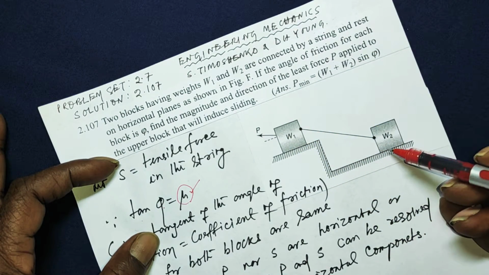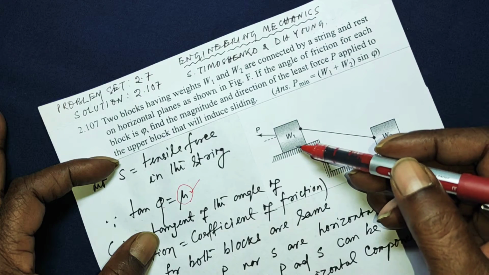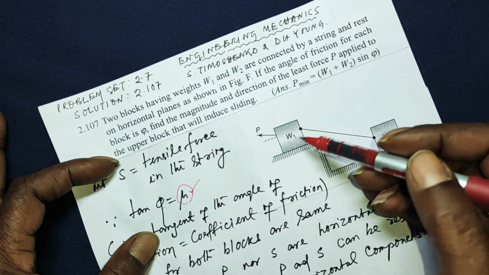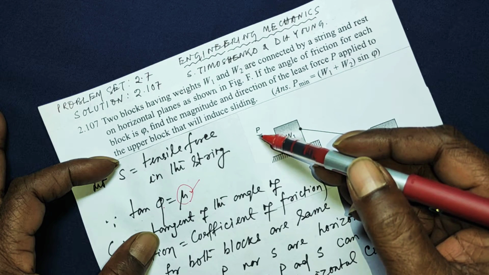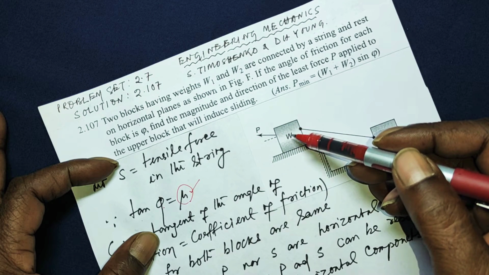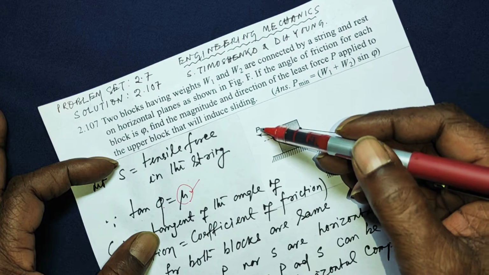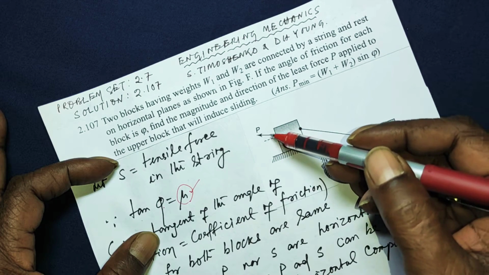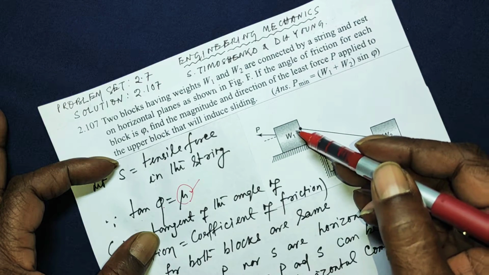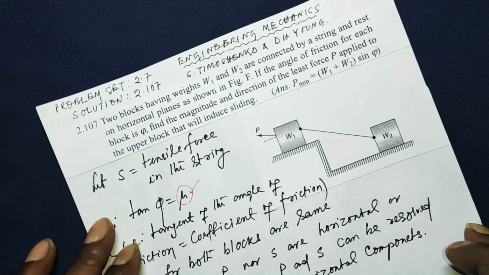This is the upper block, this is the lower block. This is kept at a lower platform, this is kept at a higher platform, so this is lower, this is upper. We have to find out the minimum value of P that is applied to the upper block, so that it will induce sliding. So here is a force P applied. This angle is not given. I will take it as alpha, and both the blocks are connected by a string. So there will be a force of tension also.